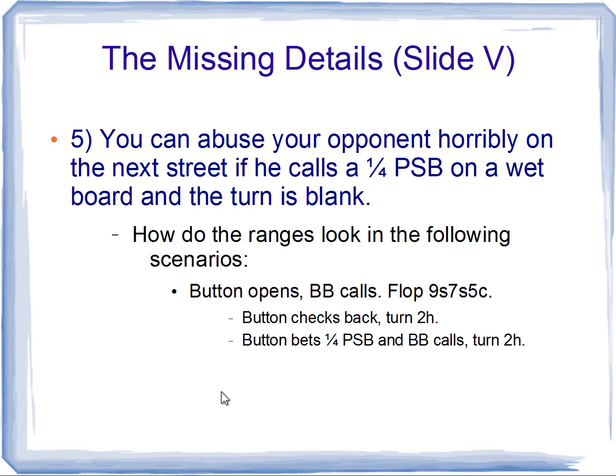Likewise, imagine we bet a quarter pot size bet on the button and the big blind calls and the turn is the 2 of hearts. How do both ranges look? Pause for a moment and think, and then we're going to talk about it.